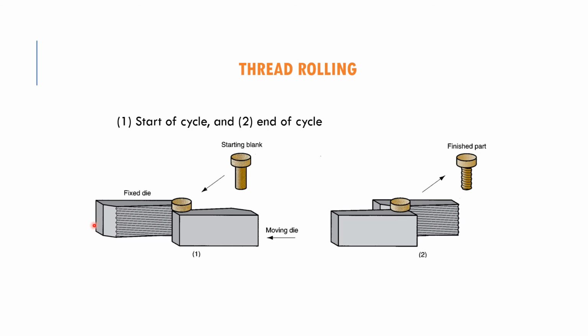Here is the process of thread rolling. If you can see here, this is the die that produces the thread. When we put the starting blank inside here, it will move the die on this one, and then it will create the thread on the starting blank here. So in the end, you will get this product.